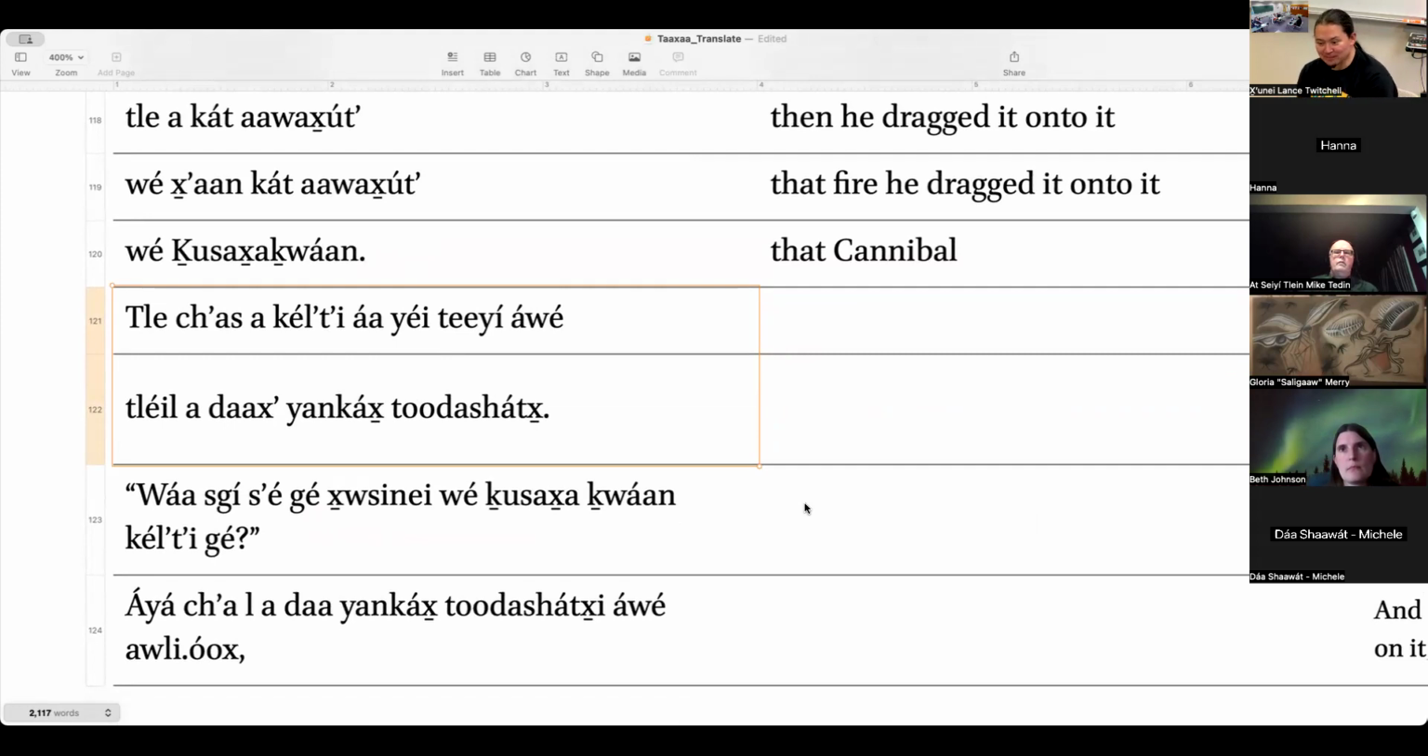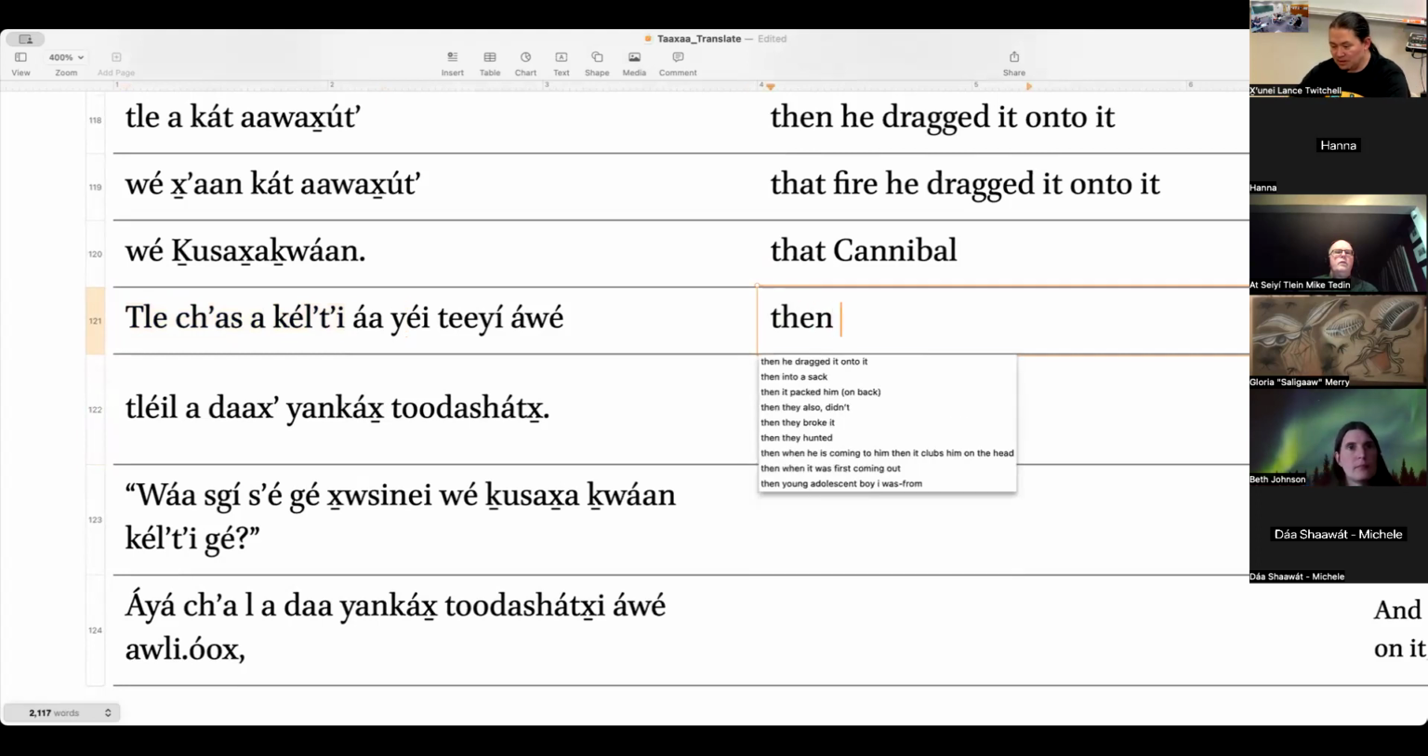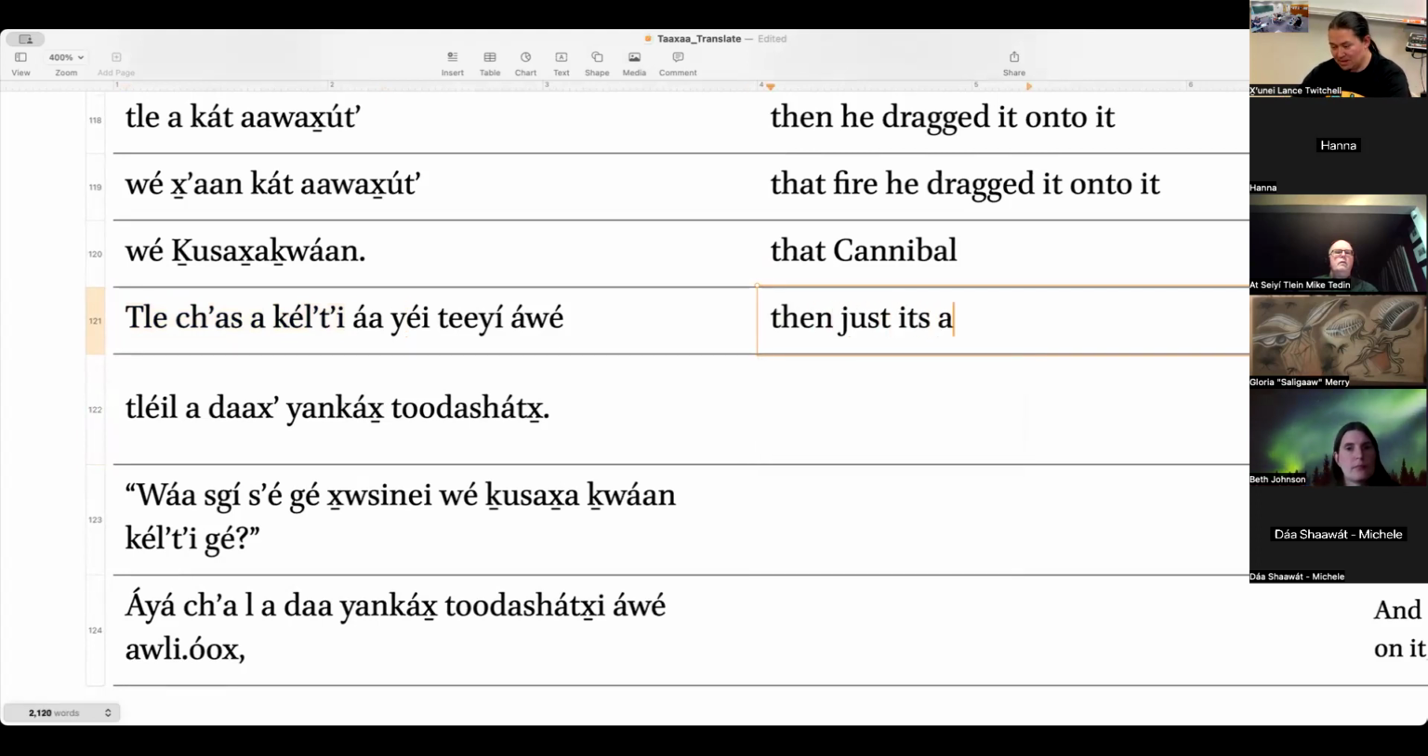Anybody not read yet? Oh, I haven't. Tlejas akitli a yetiwe awe. Tlesh adach yankach to the shark. To the shark. So we'll do this one section at a time because there's things that are kind of running into each other. So tlejas akitli. Then just ashes. It's just ashes.